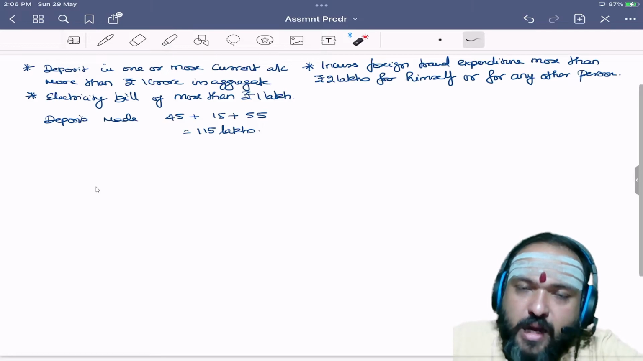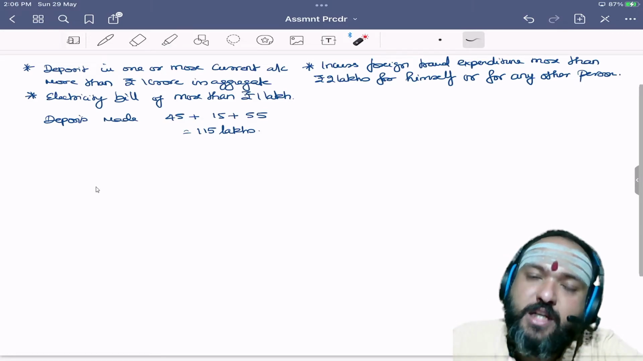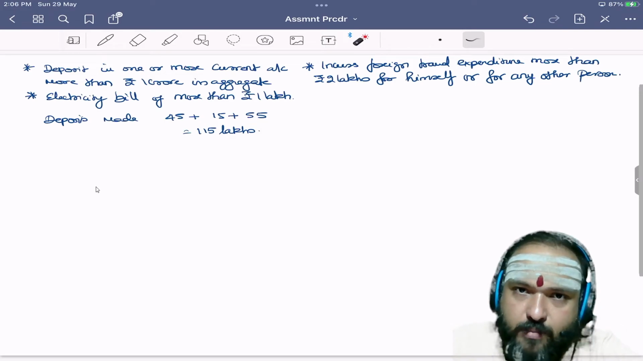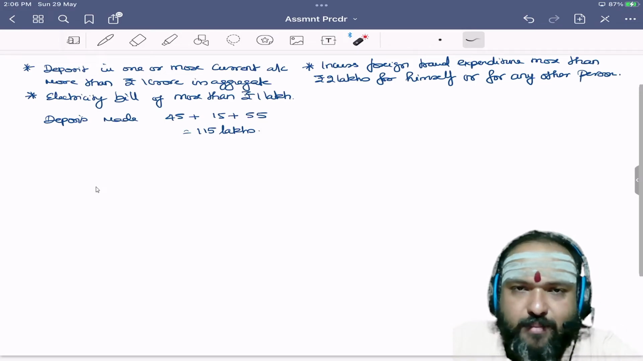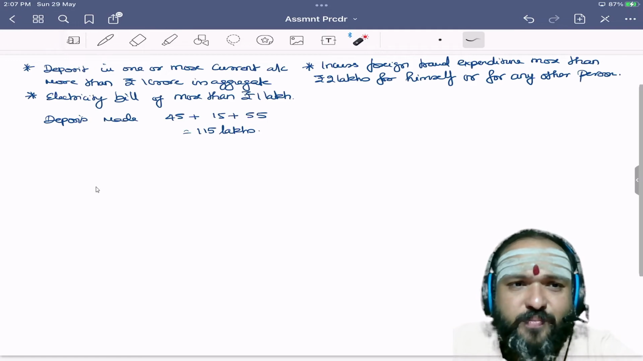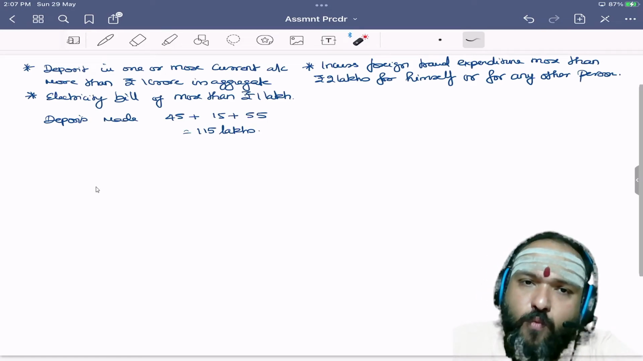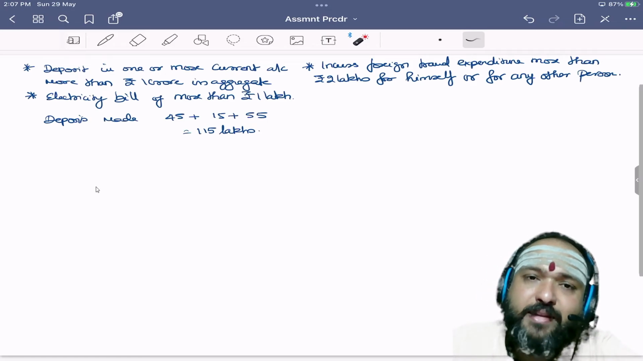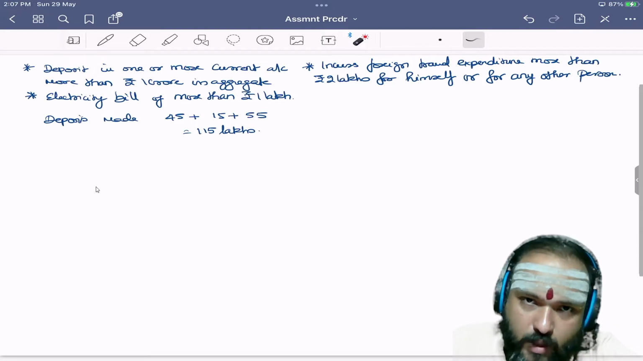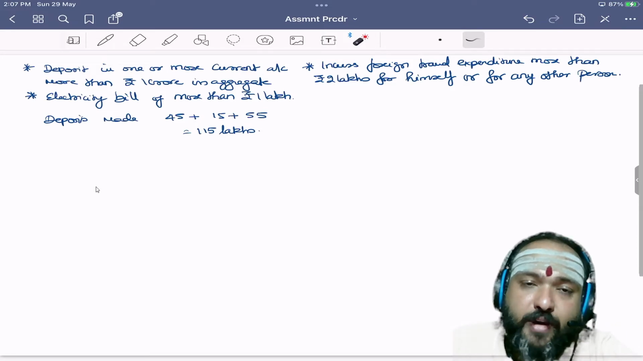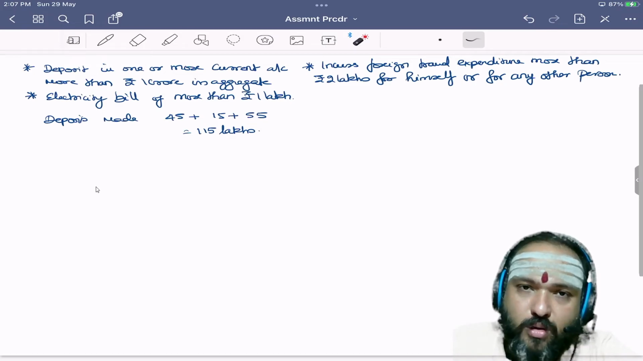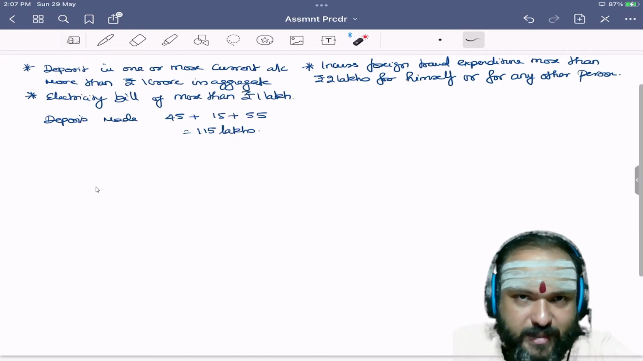Even if you put 20 lakhs each in 5 current accounts, you will still be mandated to file the return of income. Okay, more than 1 crore, so slightly more than that. So, deposits in one or more current account where the value of deposit exceeds rupees 1 crore, then you will be mandated to file the return of income even though your gross total income is lower than the basic exemption.